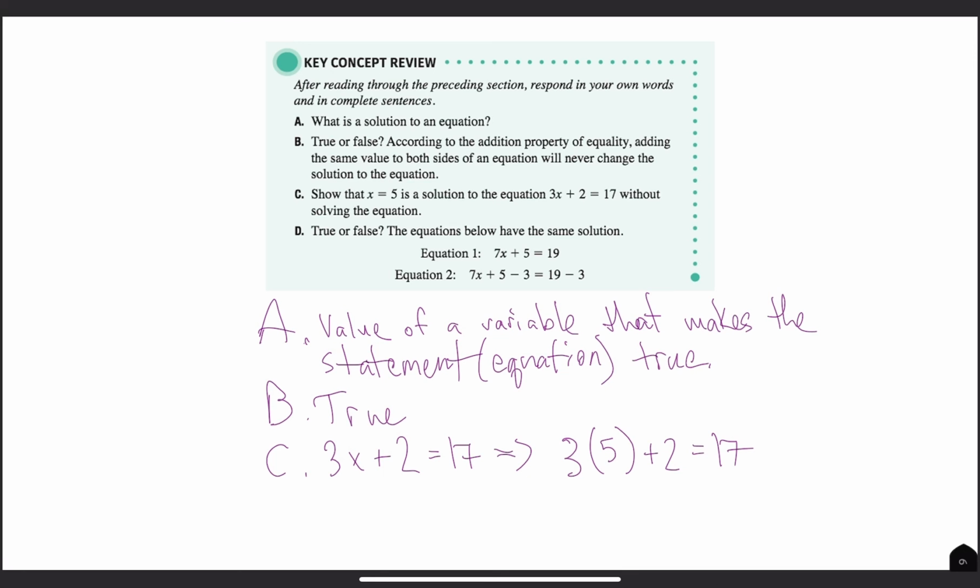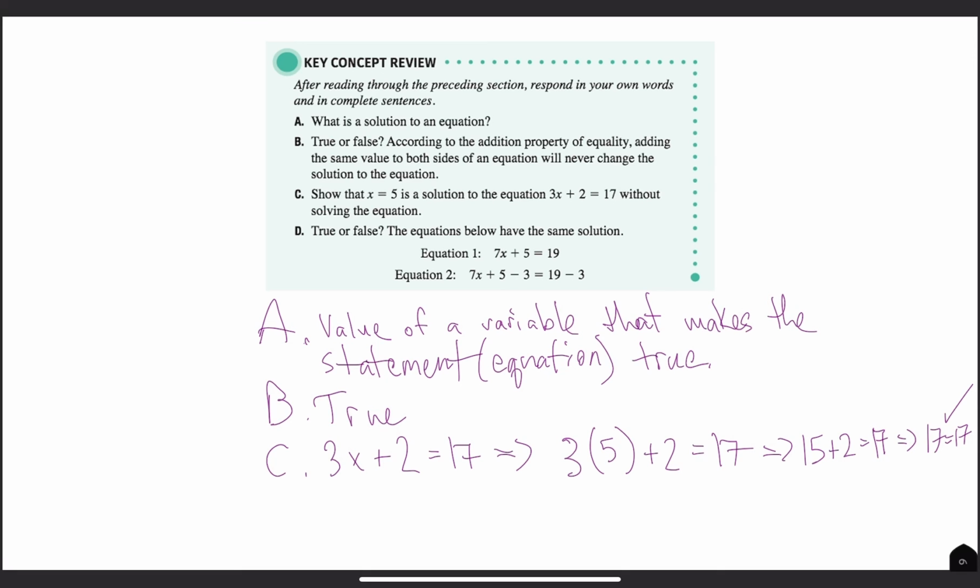So 3 times 5 is 15. And 15 plus 2 is 17. So sure enough, 17 equals 17. It checks out. So we showed that it's a true solution. It is a solution without having to solve the equation.